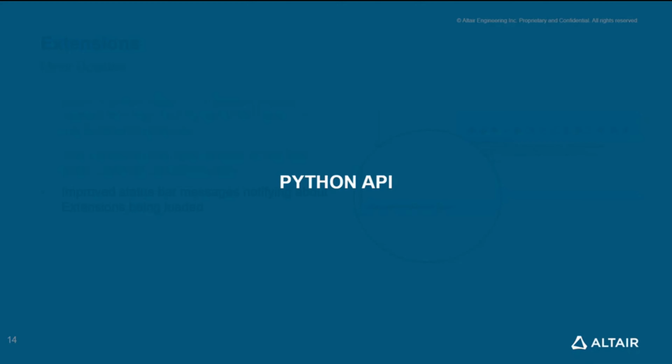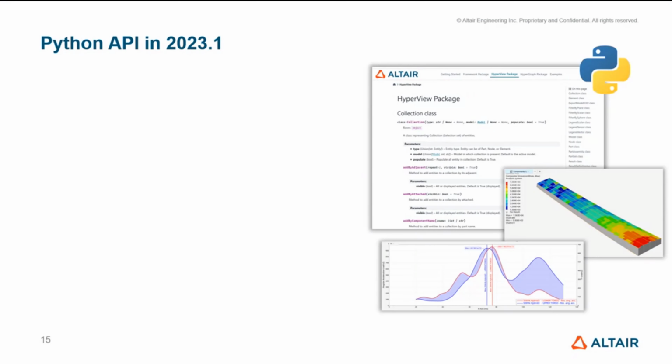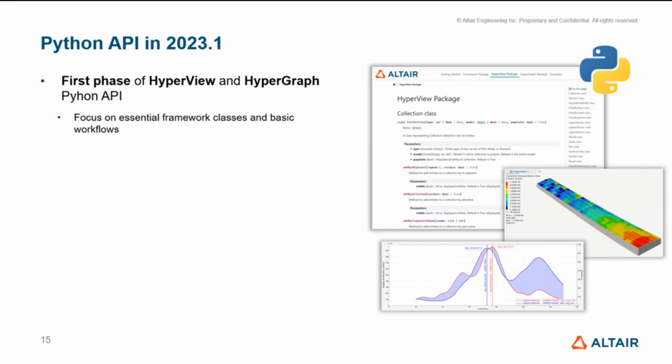And with that, we can move on to the main topic of today's webinar, and that is Python API. Python API in 2023.1 will cover the first phase of HyperView and HyperGraph APIs. The first phase focused on essential framework classes and the basic workflows for both HyperView and HyperGraph. And Stefan later on will go into more details and show it live as well.